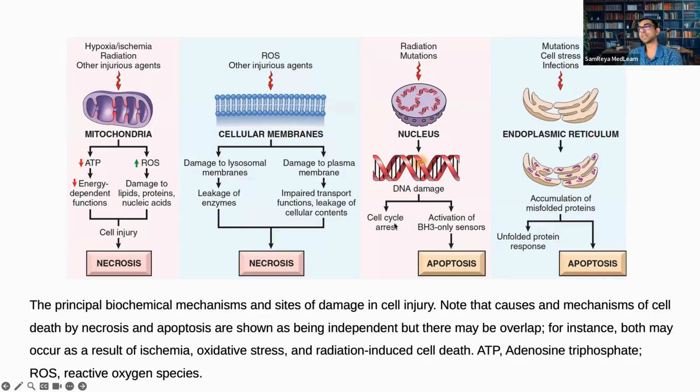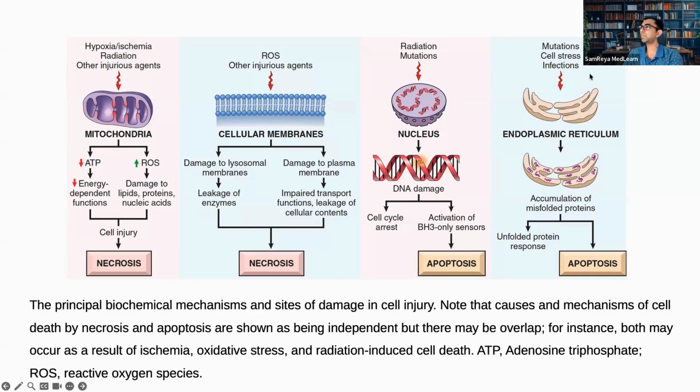Whenever DNA is damaged, cell cycle arrest can happen, right? Or in certain cases, after this arrest, the cell might also want to repair itself, okay? If all of this fails, all of this cell cycle arrest and repair function fails, if the damage is too severe, another pathway of cell death is activated, which is called apoptosis. Okay, so radiation and mutations can cause cell death by apoptosis. Okay, we'll talk about this in much detail in the next 2 or 3 lectures.